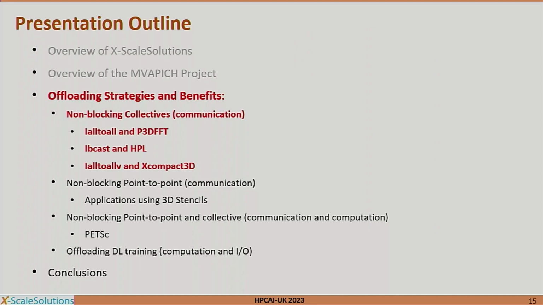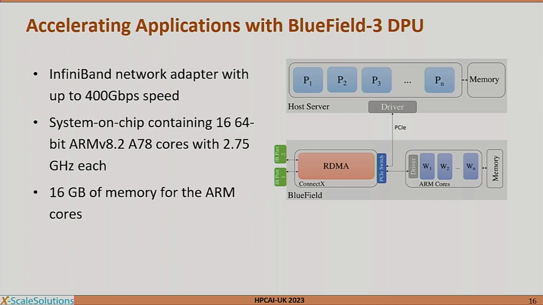With that, let me go into the DPU part, which is the main focus of this talk. I'll start with non-blocking collectives first, and then gradually go into more details. This is the BlueField-3 DPU architecture. We have a set of processors, and of course there are accelerator engines, and all these ARM cores.